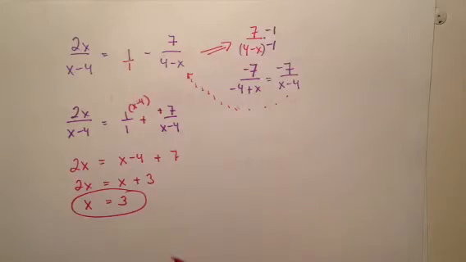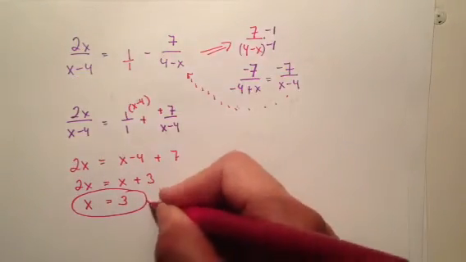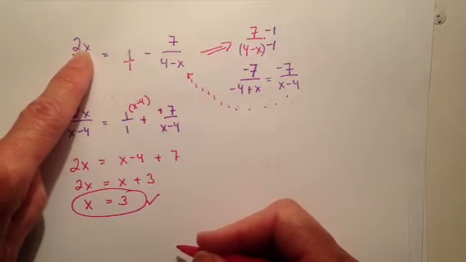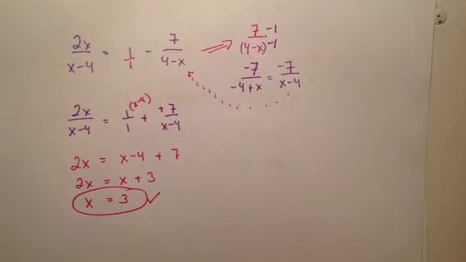This is a really good example. Make sure you're going back into your original equation and checking your answer. You can simply do 2 times 3 divided by 3 minus 4, and so forth, and just check your answer. This does work out, so good luck.